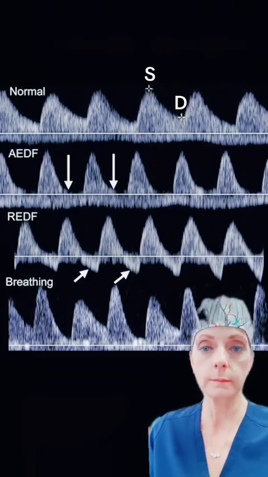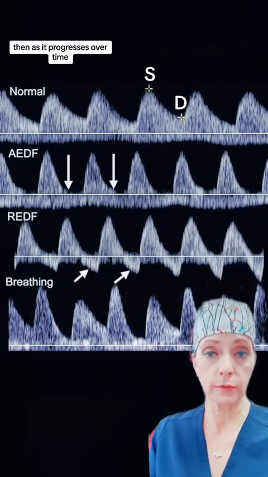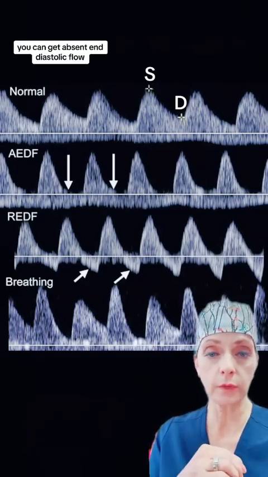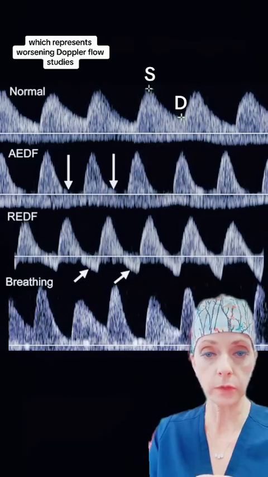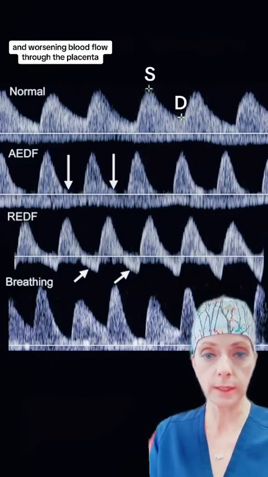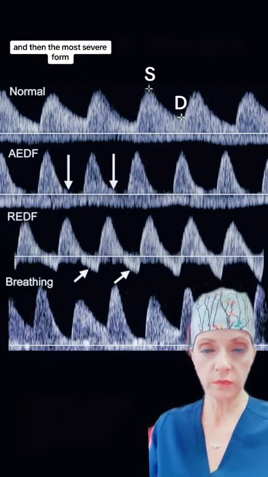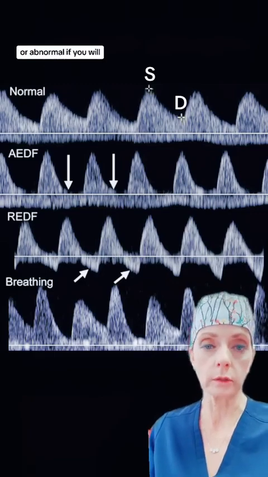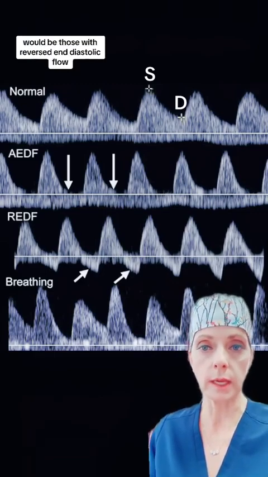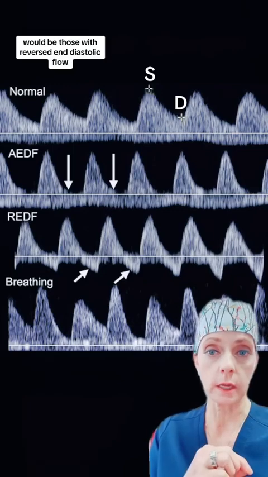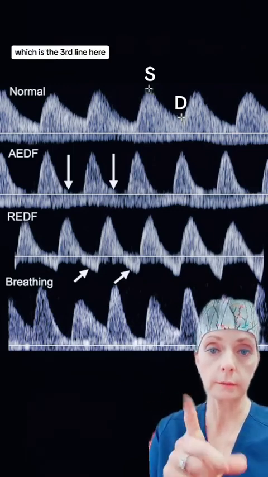but it's called elevated umbilical artery Dopplers, where the SD ratio is elevated. Then as it progresses over time, you can get absent end-diastolic flow, which represents worsening Doppler flow studies and worsening blood flow through the placenta. And then the most severe form, or abnormal, if you will, Doppler studies would be those with reversed end-diastolic flow, which is the third line here.